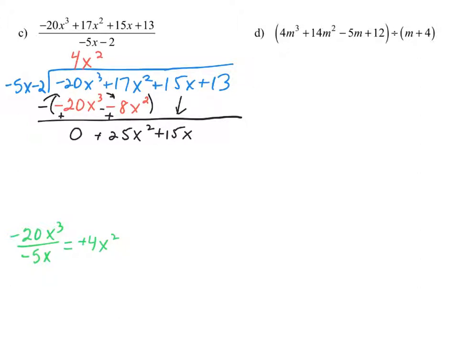And now we look at the first term of 25x squared and the first term of what we're dividing by, negative 5x. And we can say that 25 divided by negative 5 is negative 5. x squared divided by x is x. So we're going to write the minus 5x above the line in the division setup. We're going to multiply negative 5x times negative 5x minus 2. So that's negative 5x times negative 5x is a positive 25x squared, and negative 5x times a negative 2 is a plus 10x.